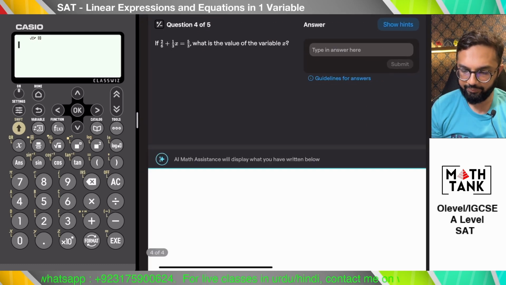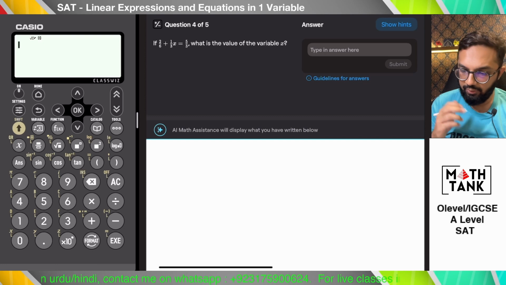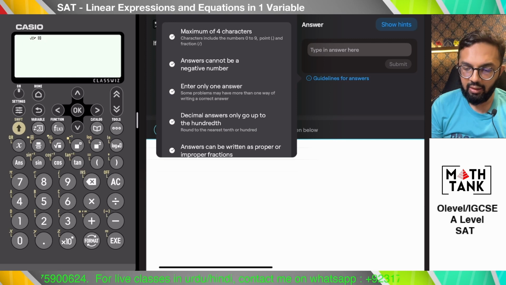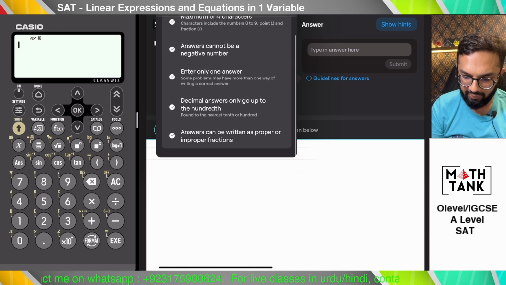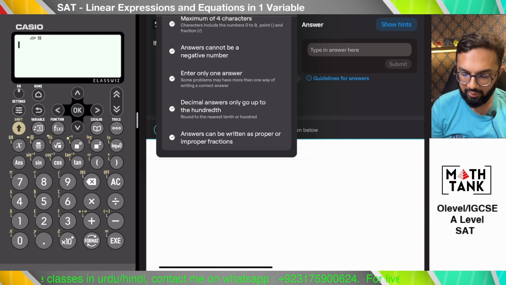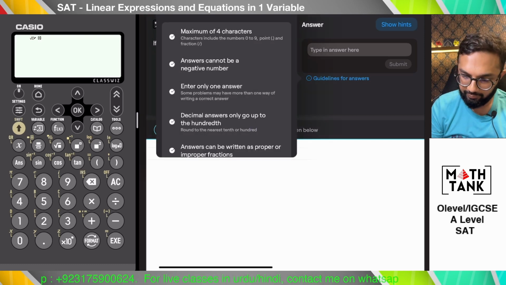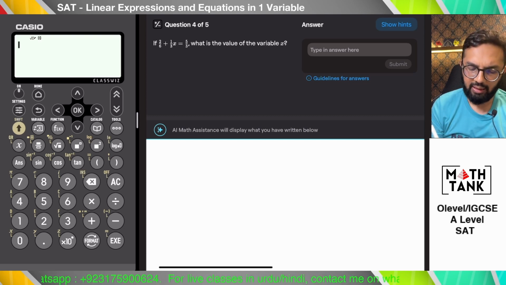Let's take you to the next one. Okay, that looks like a complicated equation to solve. Again, I can do this on my calculator and I'm going to get the correct answer. It says when you are entering answers, you can answer a maximum of 4 characters. Answers cannot be negative. Enter only one answer. Decimal answers only go up to the hundredth, down to the nearest tenth or hundredth. Answers can be written as a proper or improper fraction, with a slash. Okay, so I can actually do this directly on my calculator as well, and I can do this manually for you as well.